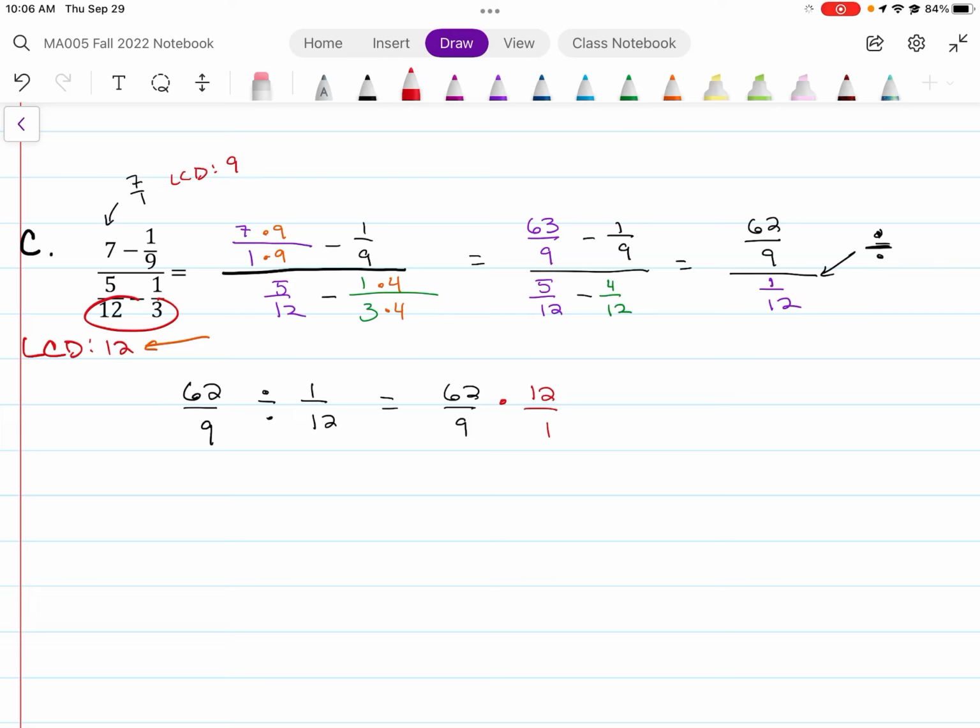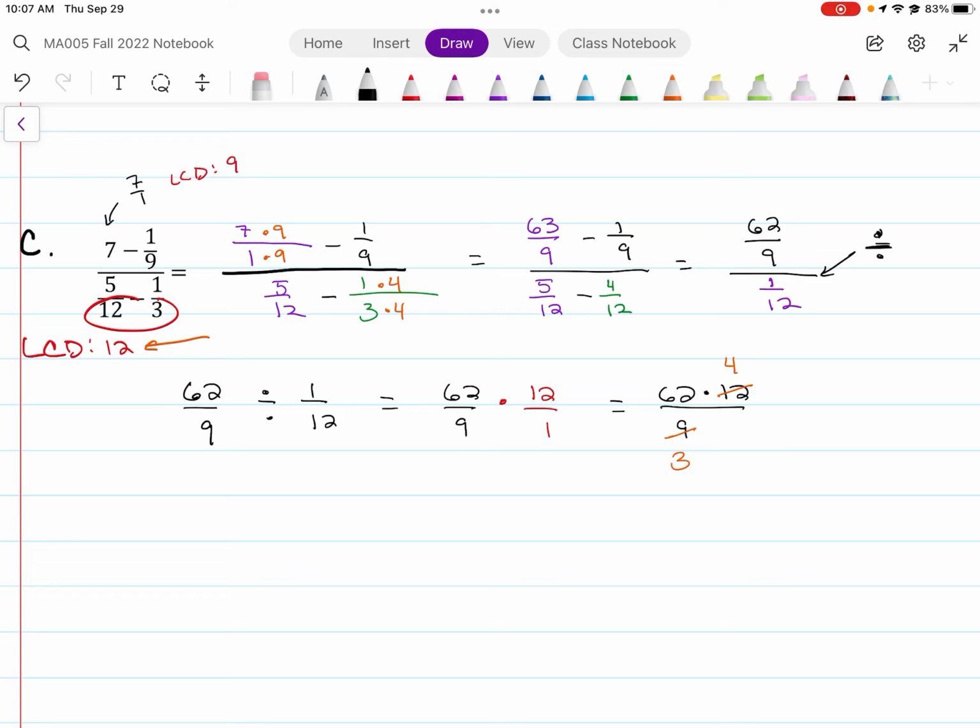All right, so now I'm going to say 62 times 12. Why didn't I go ahead and write it out? Well, I see that 9, and I don't even need the 1 there. 9 and 12 both have a 3 in them, so I'm going to think to myself, how many 3's are in 9? 3. How many 3's are in 12? 4. All right, so now I think I'm done.